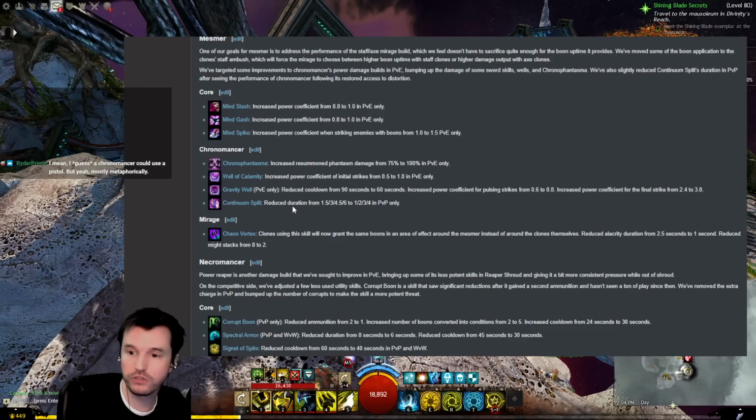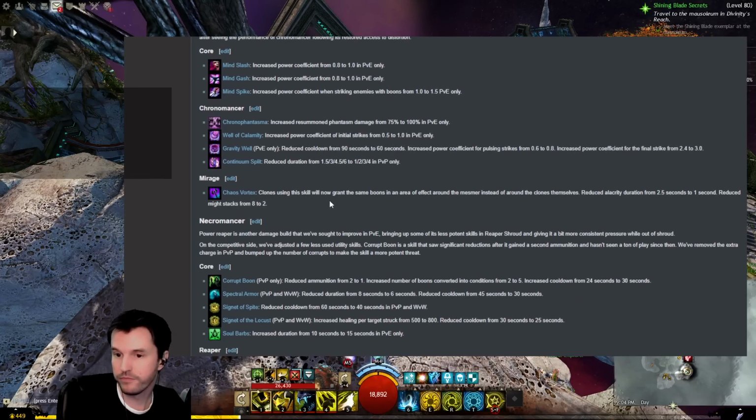Continuum Split, reduce duration from 1.6 to 1.4 in PvP only. So it still does what it did before, but you have less time to do it, so the skill required to do it is going to be a little bit higher.